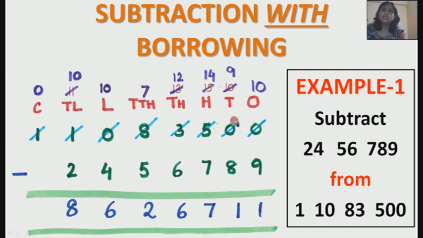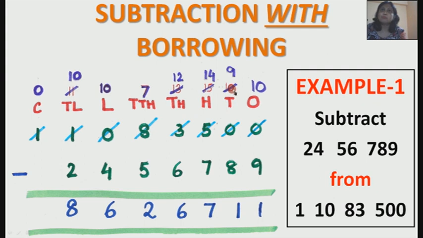Moving on to the tens place. We can see here 0 tens minus 8 tens. Not possible. So we borrow 100 and it becomes 10 tens.